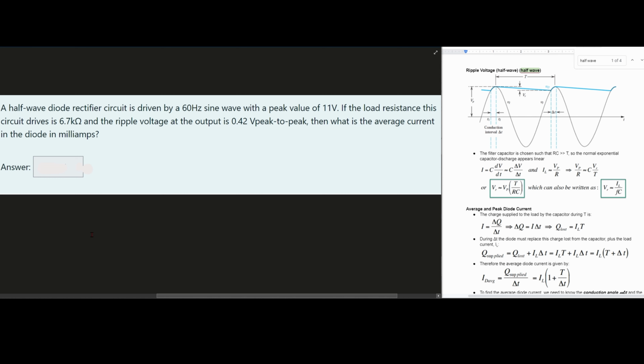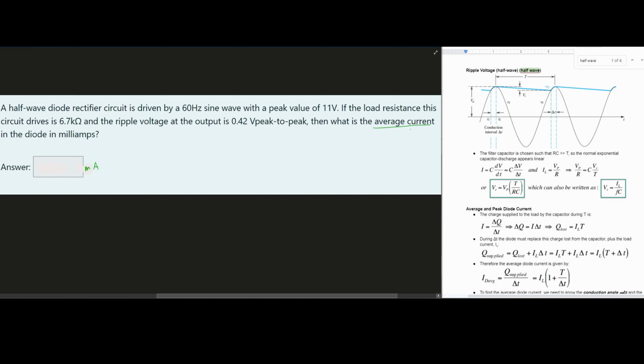A half-wave diode rectifier circuit is driven by a 60 Hz sine wave with a peak value of 11 volts. If our load resistance the circuit drives is this value and the ripple voltage is this value peak to peak, then what is our average current? So we are going to be looking for something in milliamps as our answer, and we're looking for average current.